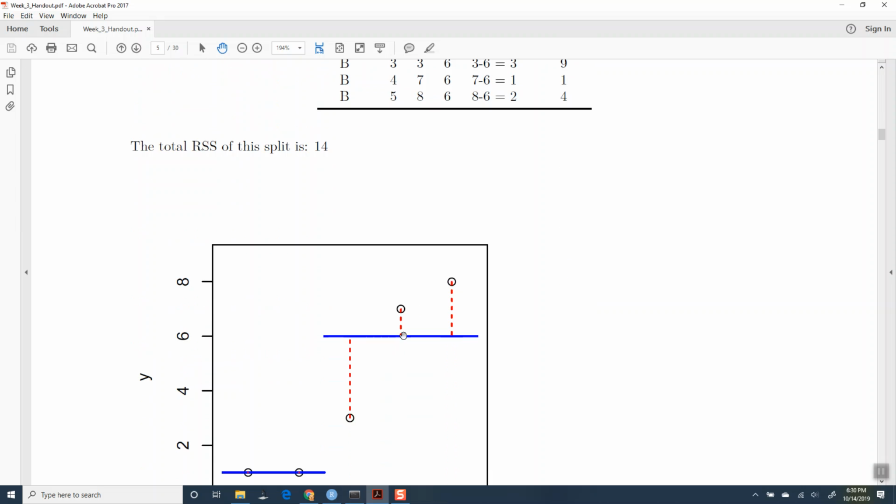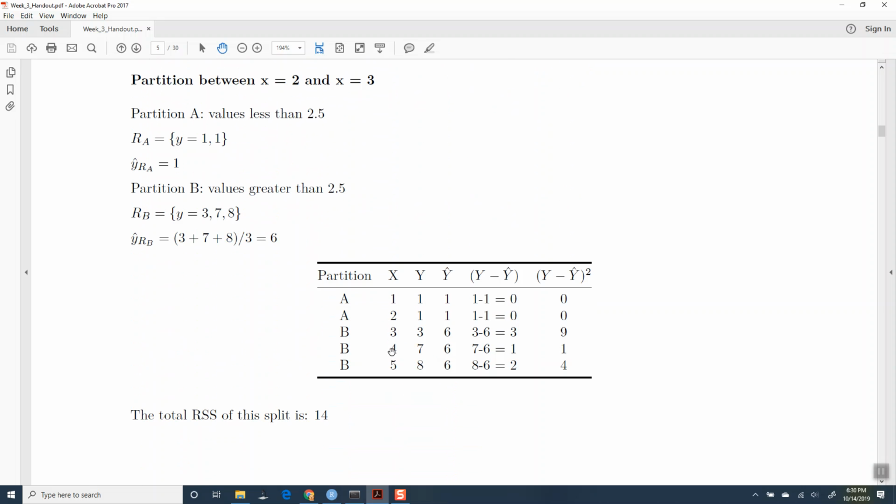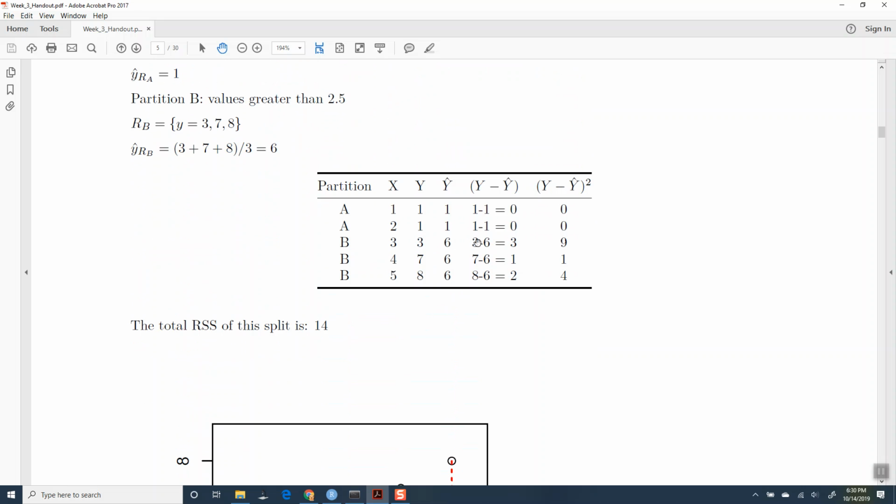Okay. For the other 3 observations, for x is 3, x is 4, and x is 5, my y's are 3, 7, and 8. So I take the average of those. 3 plus 7 plus 8 is 18. I divide by 3, and so my prediction for all 3 observations here is going to be 6. So I take 6 and I calculate the residuals. 3 minus 6 is negative 3, 7 minus 6 is 1, 8 minus 6 is 2. I square them, I get 9, 1, and 4. I add up all of the squared residuals and I get a total RSS of 14.